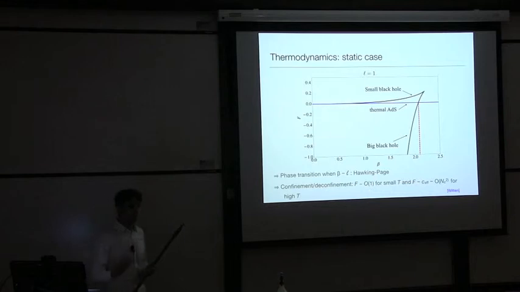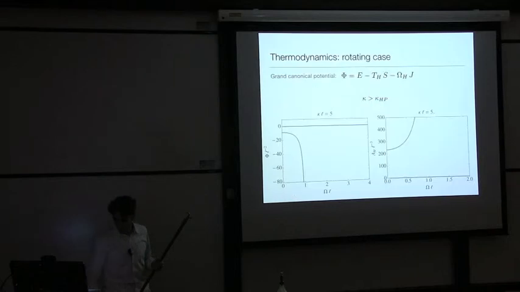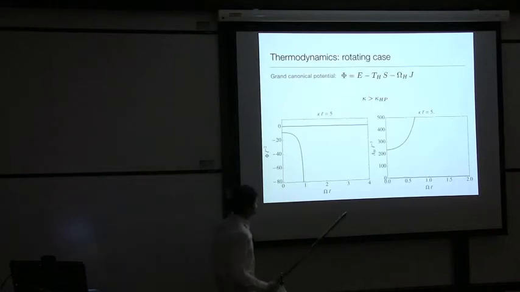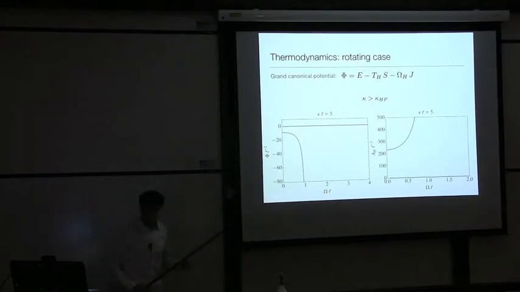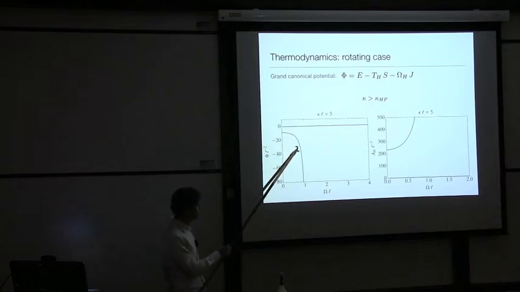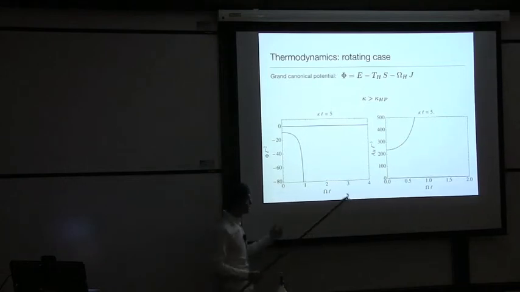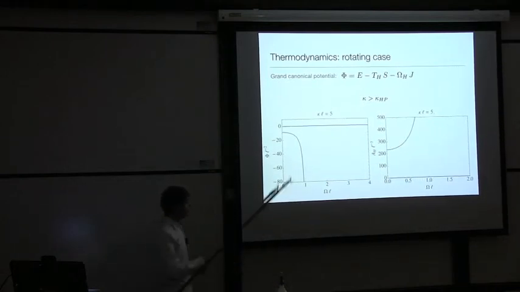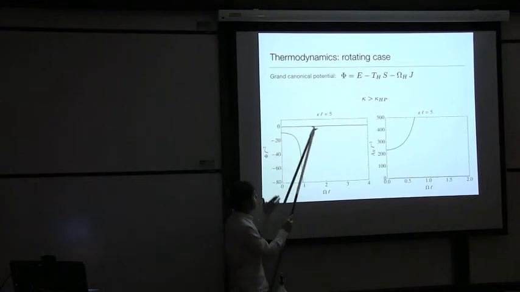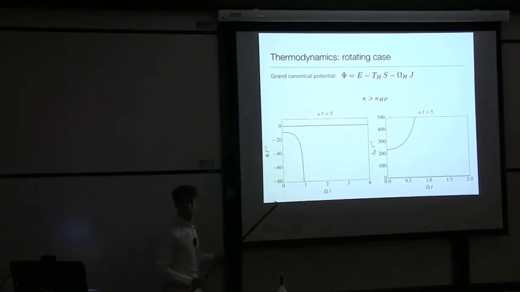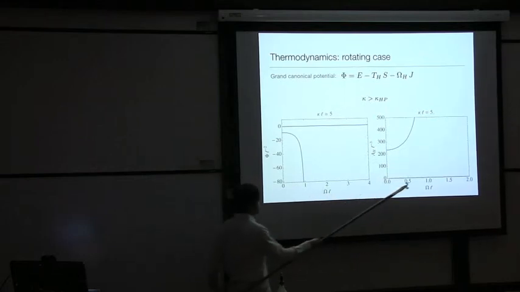So now we will add rotation to this picture, working in the grand canonical ensemble. What one finds is that at temperatures above the Hawking-Page temperature, the picture in the grand canonical ensemble is pretty much qualitatively similar to the picture in the static case. We have a big black hole which dominates. That's this line here. It's big, so you see that the area is large in units of AdS. You've got a small black hole which is non-zero, but it's very small, so you can't see it, and it's subdominant, and that's represented over here.